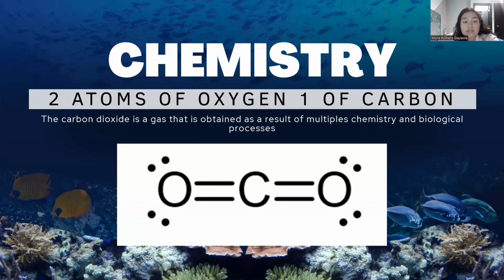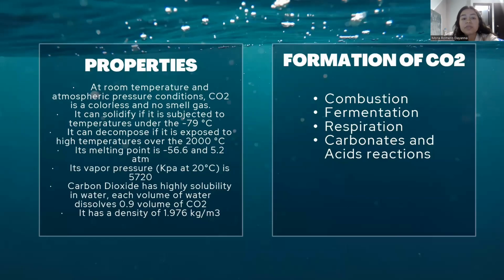Carbon dioxide is constituted by two atoms of oxygen and one atom of carbon. For this reason, its formula is CO2. We can see its linear form right here. This molecule has a linear and symmetric geometry. Here we have the Lewis structure.